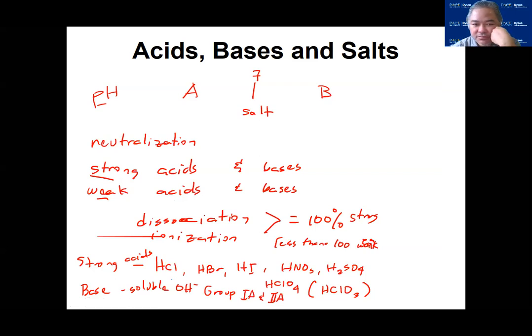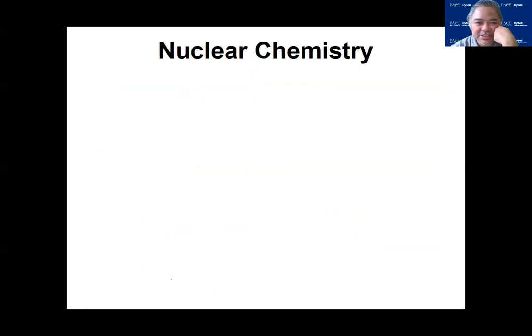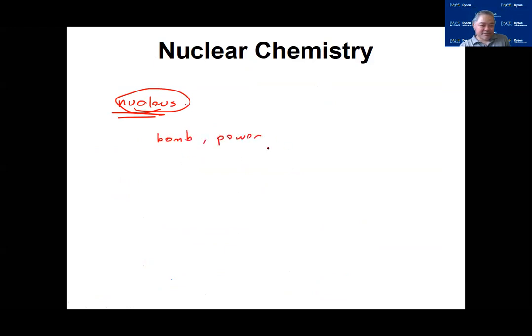Now, nuclear chemistry. I could just say it is the reaction of the subatomic particles in the nucleus. So you can have here the bomb, the power plants, like Chernobyl. Okay, so the thing is, the nuclear chemistry is based on what?